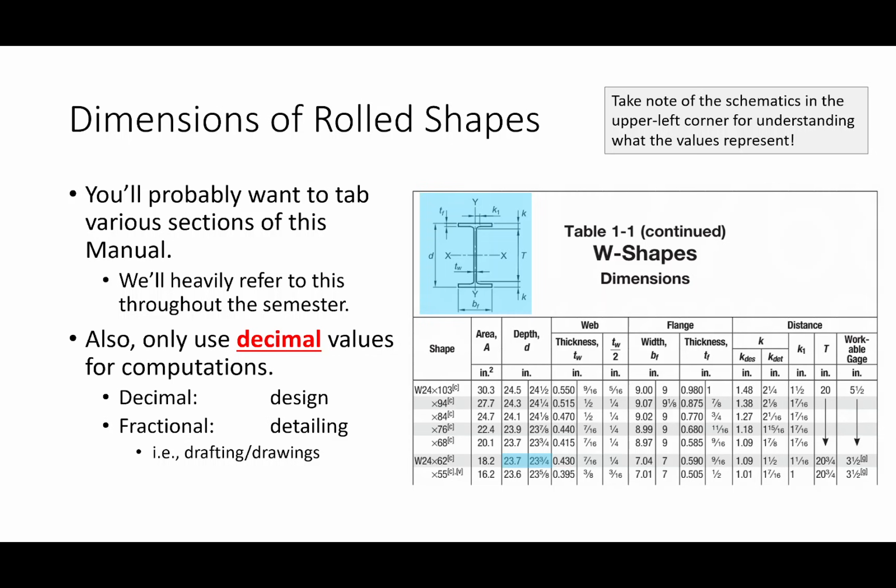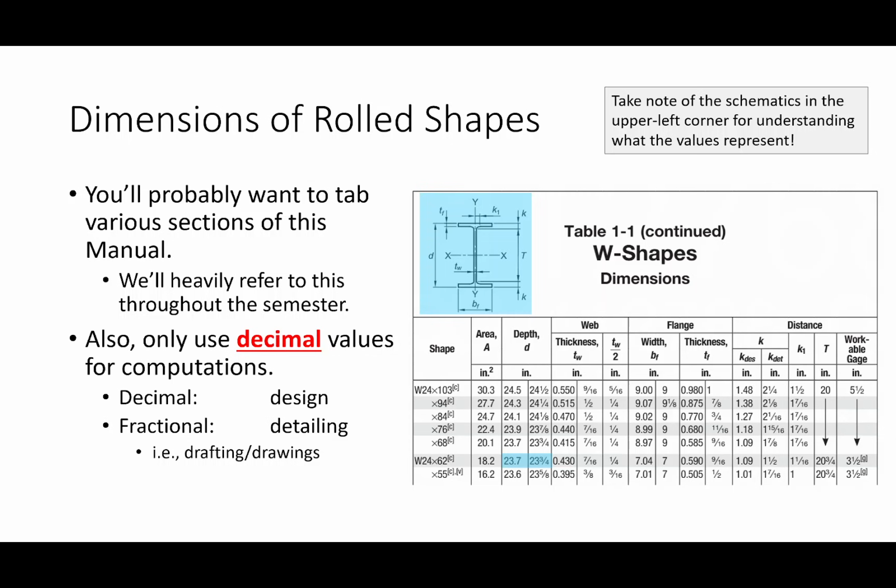Okay. So let's actually focus a little bit on some of the data here. Let's say we're looking at one of these shapes. The way that the manual is organized, each row corresponds to a given rolled shape. So this would be the data for a W24 by 103, a W24 by 94, W24 by 84, etc. If we're looking at the W24 by 62, I've got a couple of values highlighted for that. But all of these values are the numerical dimensions and section properties associated with that shape.